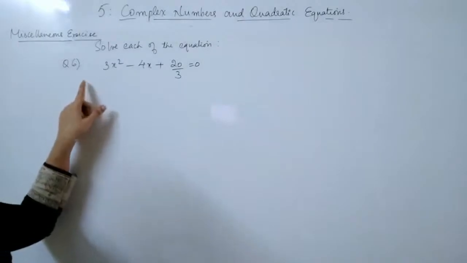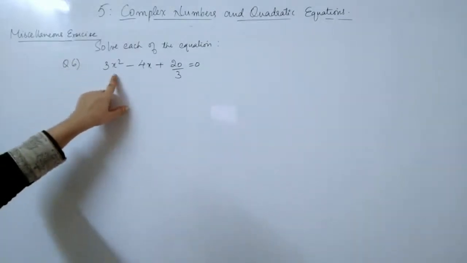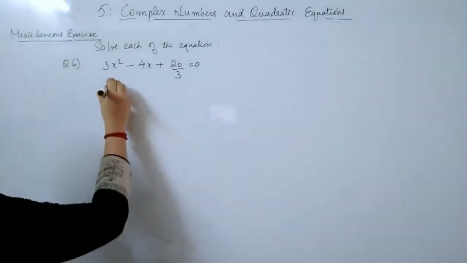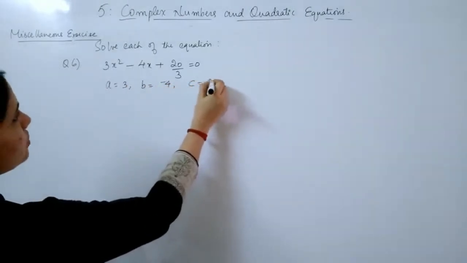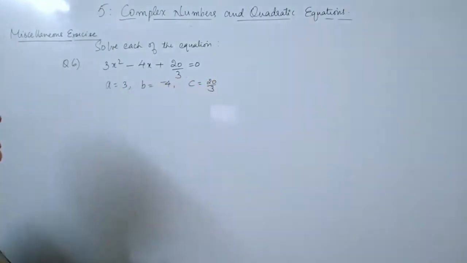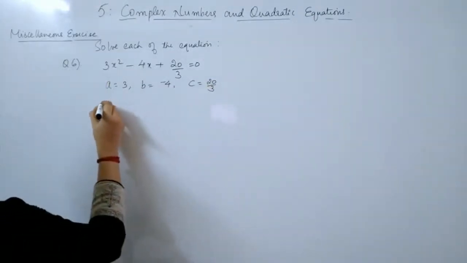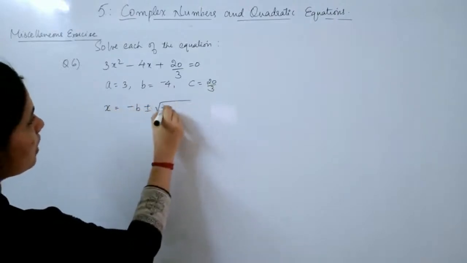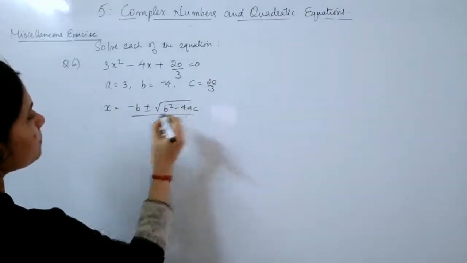Next is question number, that is from 6 to 9 you have to solve each of the following equations. First one, that is sixth one, is 3x square minus 4x plus 20 by 3 equal to 0. Means you have here a as 3, b is minus 4 and c is 20 by 3, or else you can just take the LCM and then also you can take your abc. Okay, so here you can use your formula, x is equal to minus b plus or minus root of b square minus 4ac by 2a, which is your quadratic formula.